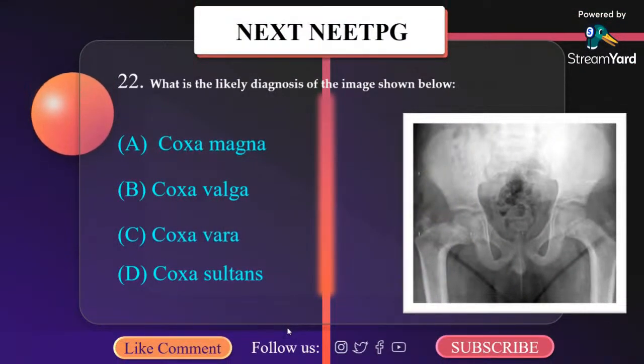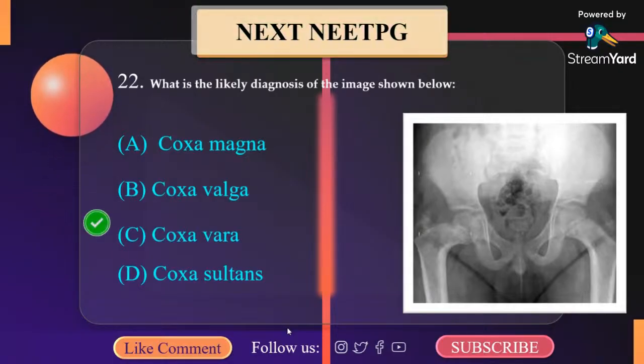What is the likely diagnosis of the image? Coxa magna, coxa valga, coxa vara, coxa saltans. It is coxa vara. A neck shaft angle of less than 125 degrees is referred to as coxa vara, because of where the neck is normally aligned to the pelvis.